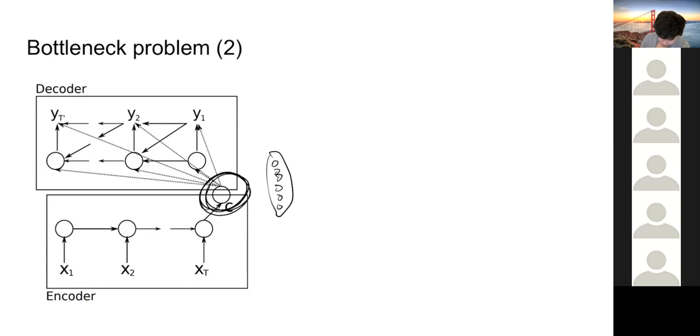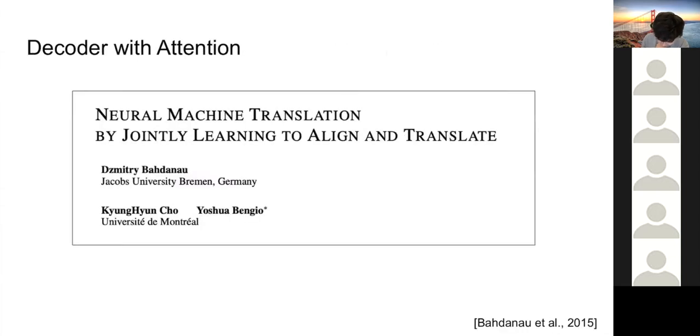And in order to resolve this, right after this paper, actually by the same people, now Cho went to the second author. Bengio is still here. Bahdanau was second author in the first paper, actually. They proposed what's called attention mechanism. To be more exact, this is really a decoder with attention. So it's a decoder attention, basically. The attention is on the decoder side.